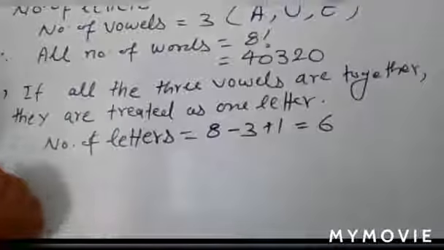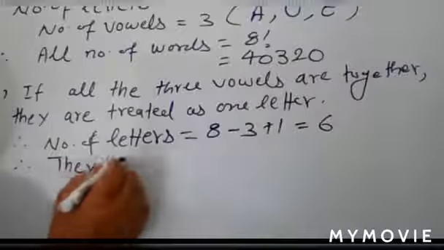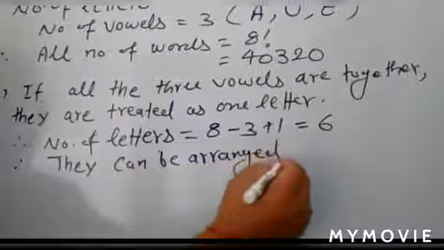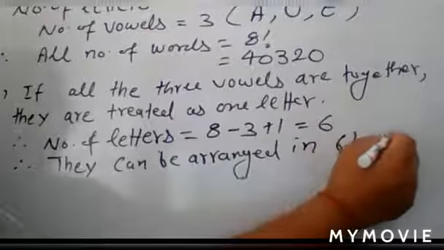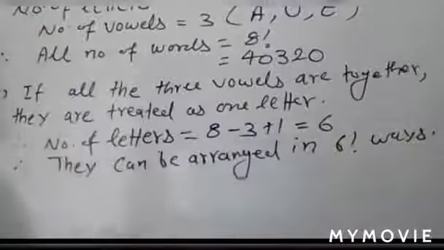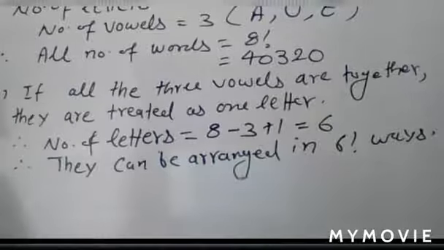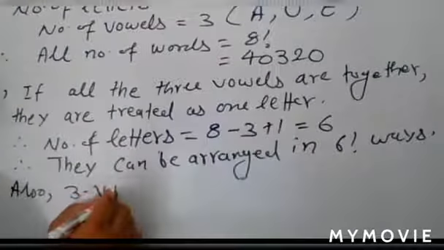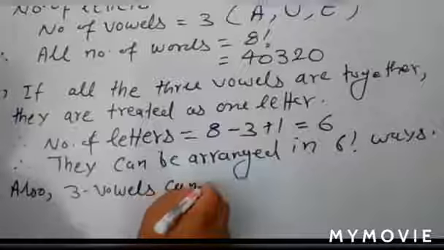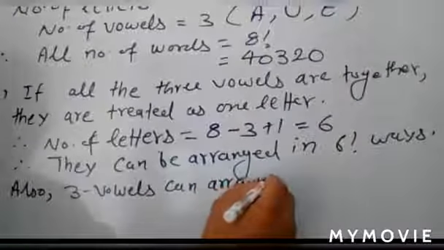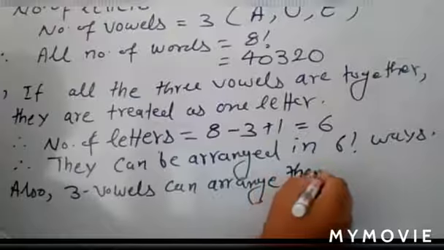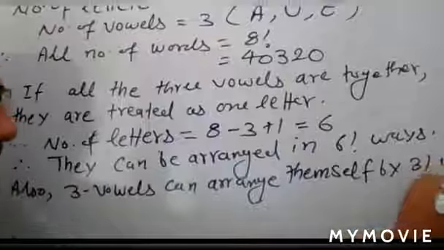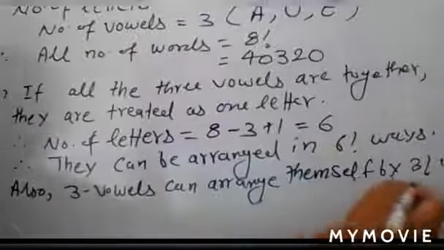So here you have 6 letters. You write, they can be arranged in factorial 6 ways. Means all those 6 letters can be arranged among themselves in factorial 6 ways. And you also write, the 3 vowels can arrange themselves by factorial 3 ways. Understand?